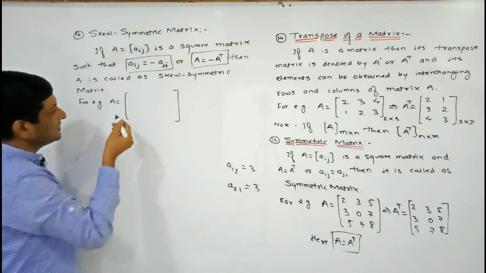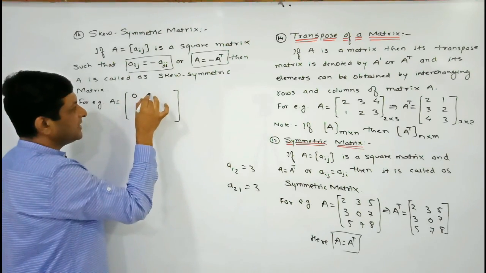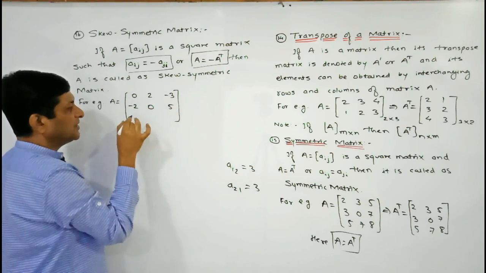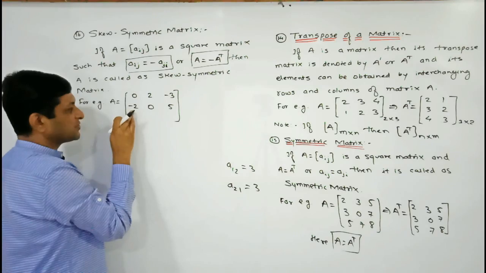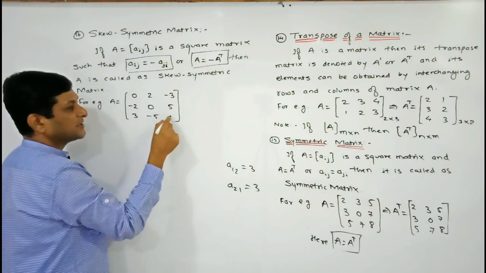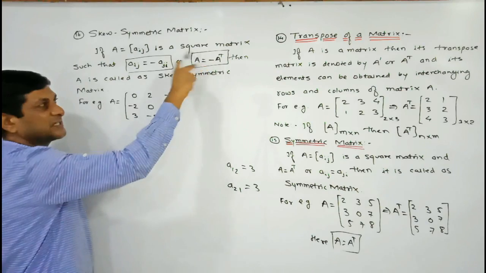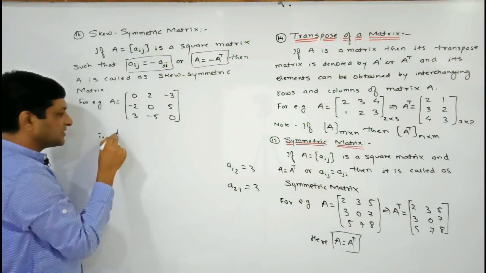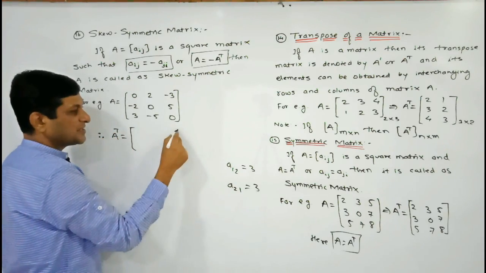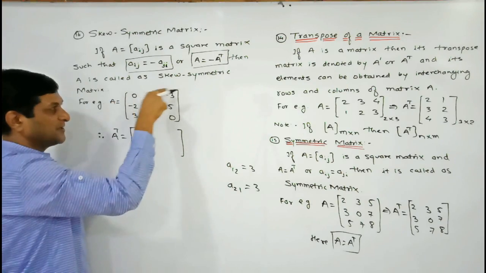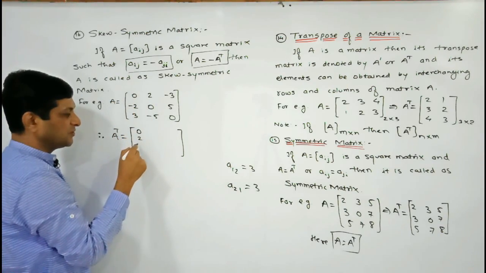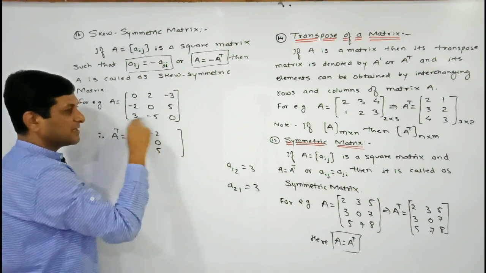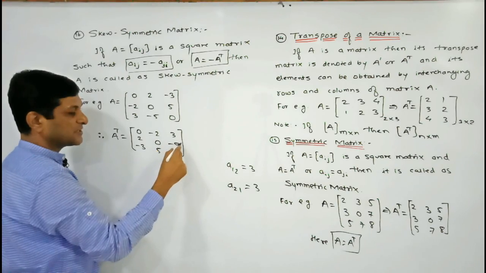So let us consider one example so that we are able to easily understand this definition. Here let A be the matrix whose elements are 0, 2, minus 3, minus 2, 0, 5, 3, minus 5, 0. Now to check whether this condition is satisfied or not, first find out the value of A transpose. Whenever we find the transpose, we convert rows into columns. So convert the first row into the first column: 0, 2, minus 3. Convert the second row into the second column: minus 2, 0, 5. Convert the third row into the third column: 3, minus 5, 0.